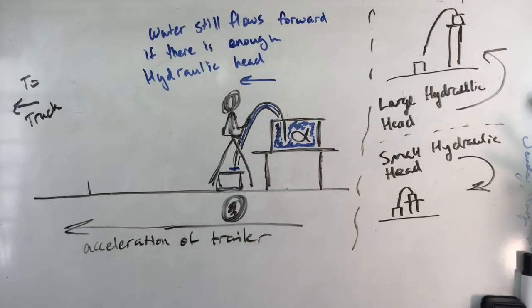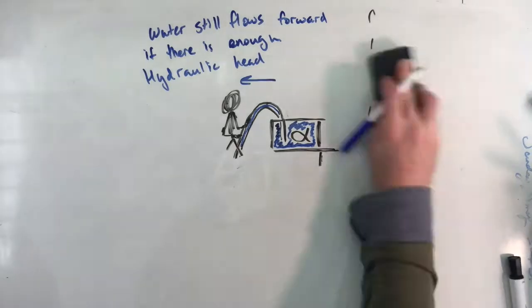Okay, so now let's imagine that we have the fish tank set up on the bed of the trailer and we're accelerating the truck. Does the water flow forward? Well, if the force on the water in the tube exerted by the hydraulic head height is greater than the water's resistance to being accelerated forward by the truck, then it will.